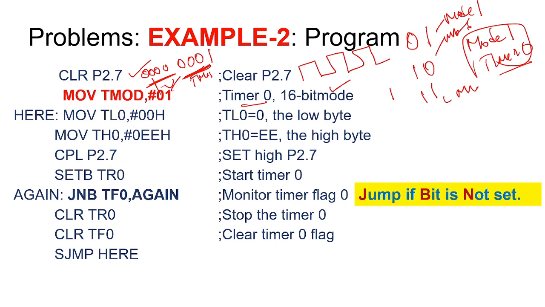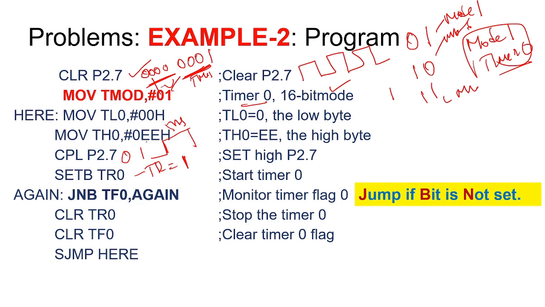Now you want to take a complement. So whatever you cleared here, now you want to take the complement. Okay, so if you have a 0, it will be 1. So now we want to start your timer, right? To start the timer, TR0, that means your TR will become 1. So what happened? It will give the delay of 5 milliseconds.